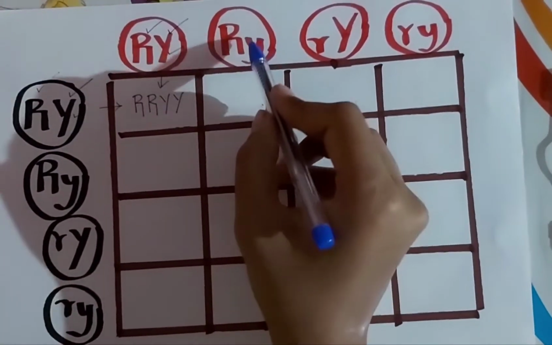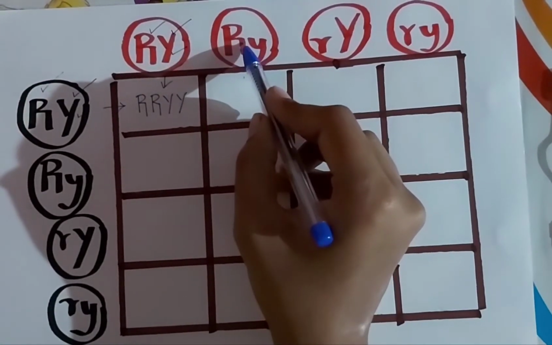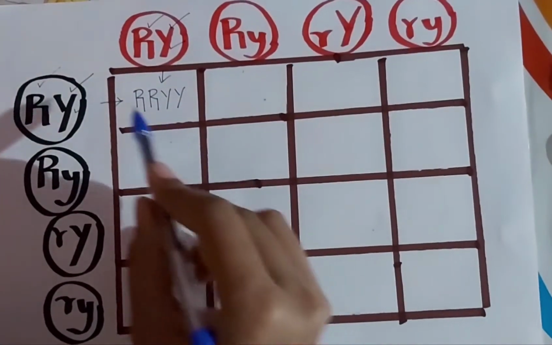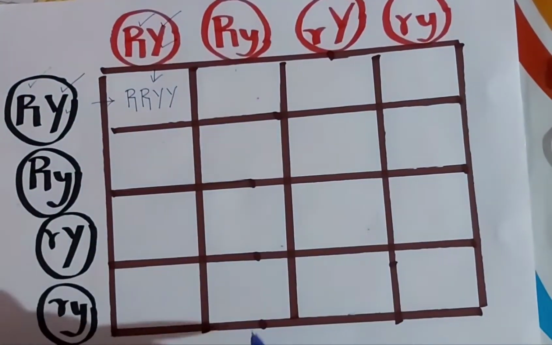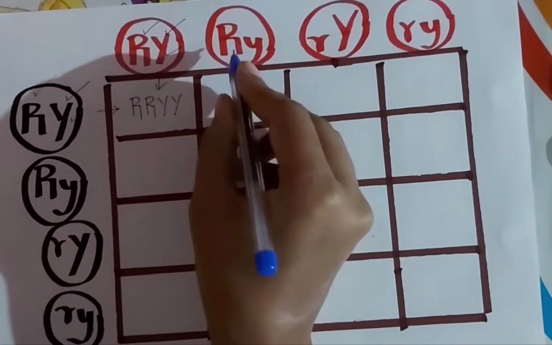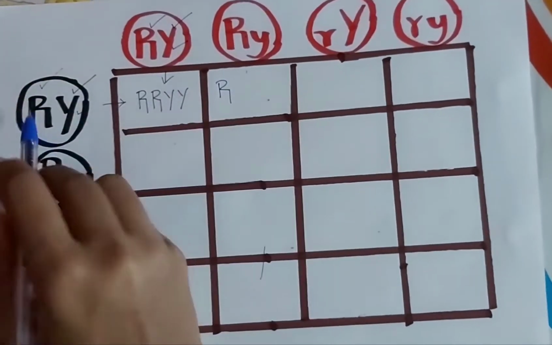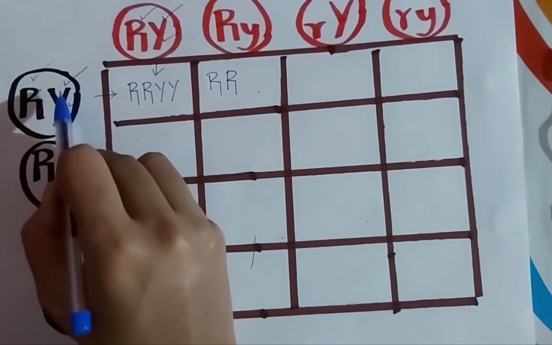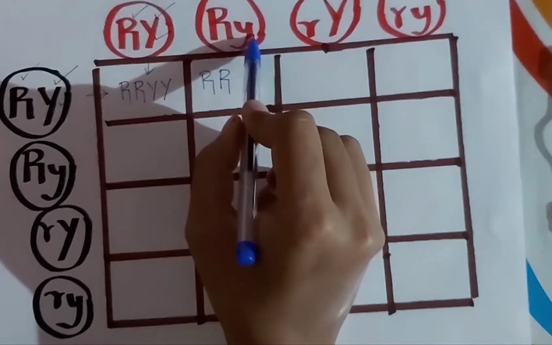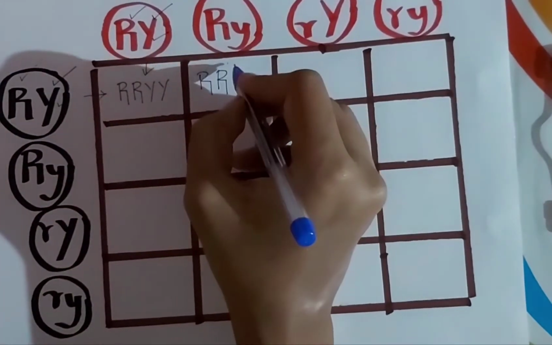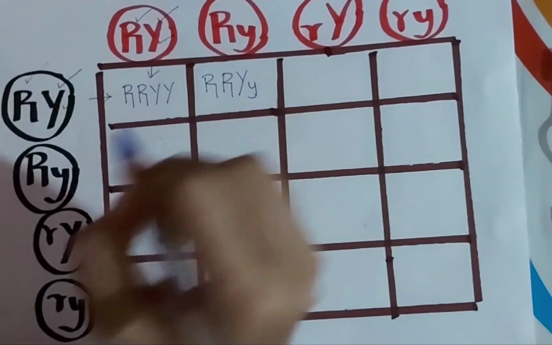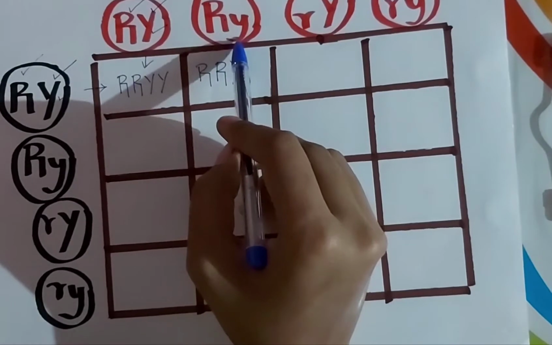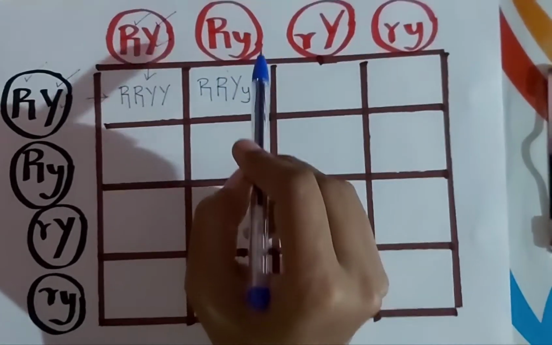And in the second box, you should see in which row and column it comes. So like this, you should see in this way. In this one it is capital R and here it is capital R. But here it is capital Y and small y, right? So capital Y you should write first and small y next, because capital Y means it is the dominant allele and small y means it is the recessive allele. So you should write it next.